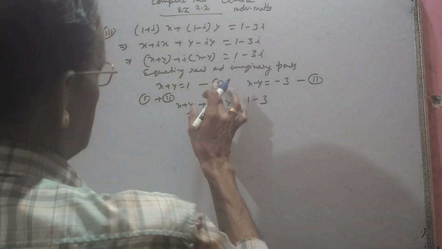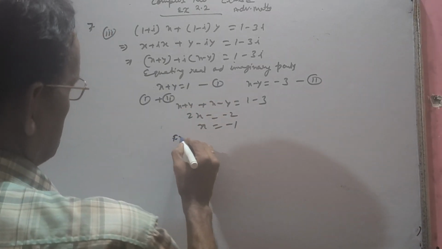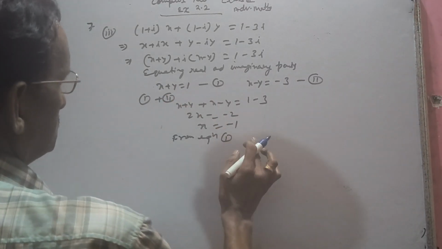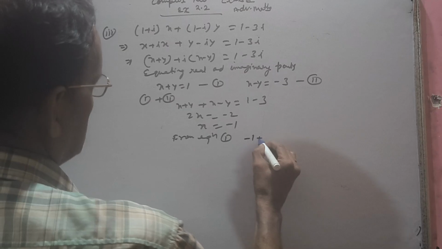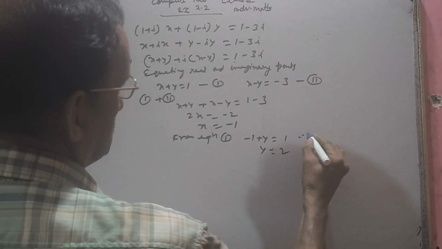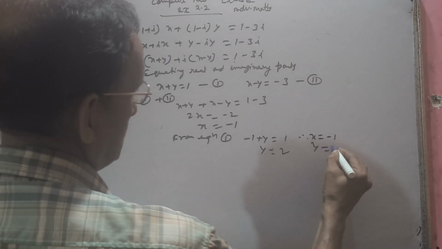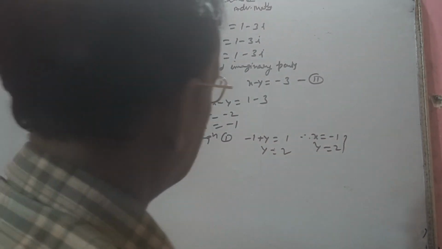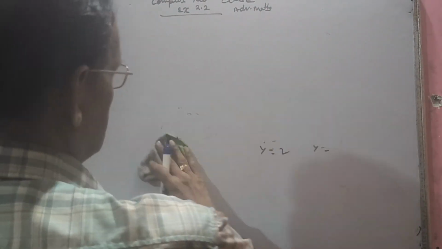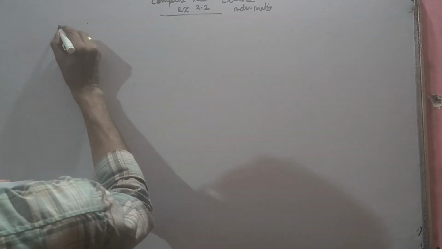Now put the value of minus 1 in equation 1. From equation 1, x plus y equal to 1. Put minus 1 plus y equal to 1. So y equal to 2. So this is the answer: x equal to minus 1, y equal to 2. Okay, so this is the process, not difficult. But number 4 is very important. Sometimes it is for 4 marks in the exam. The process is the same only, but a little bit different.